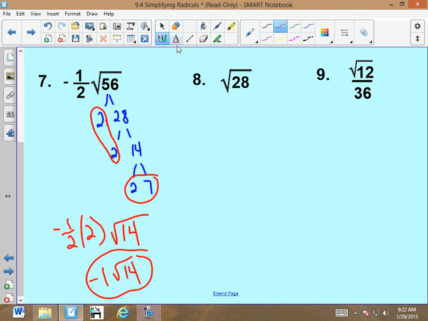So, only do the square root of 12. The square root of 12 is going to be 2 times 6, 2 times 3, so it's going to be 2 square root of 3. 2 square root of 3 over 36. 2 over 36 can be reduced to 1 over, what's half of 36? Half of 36 is 6? How about 18? Square root of 3, okay?